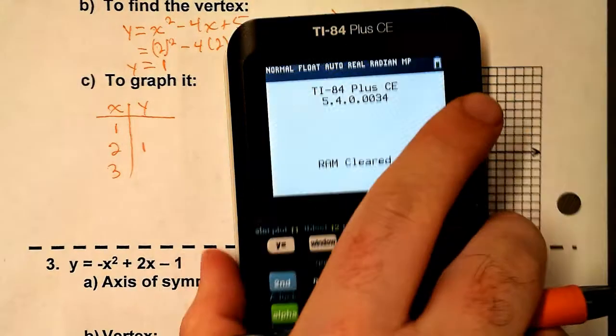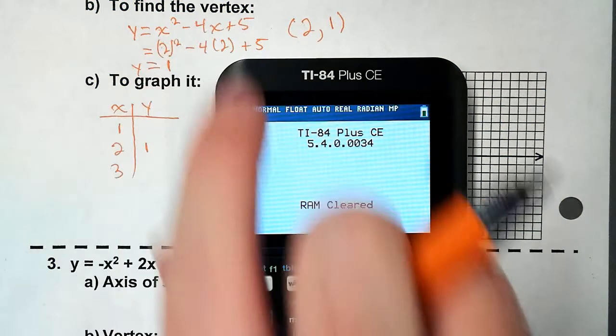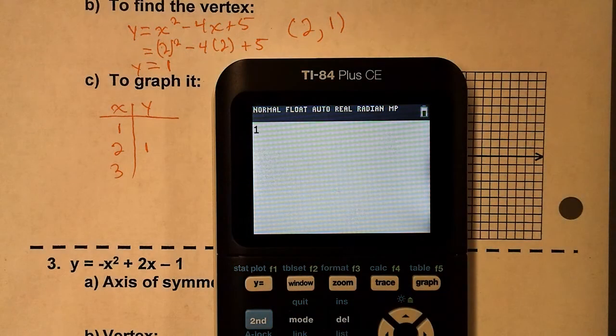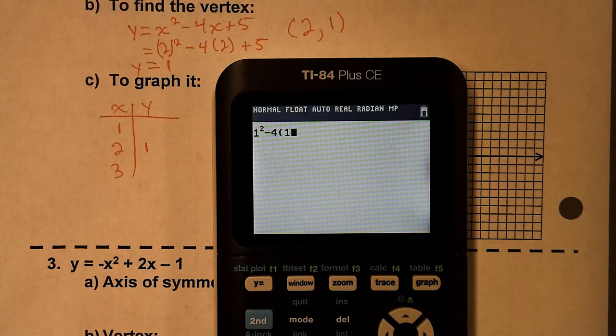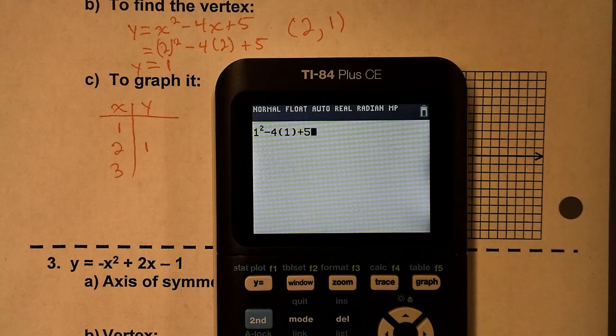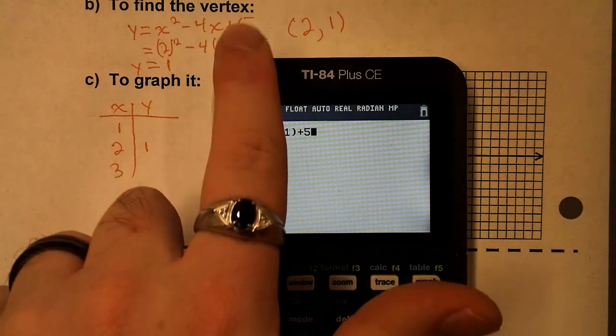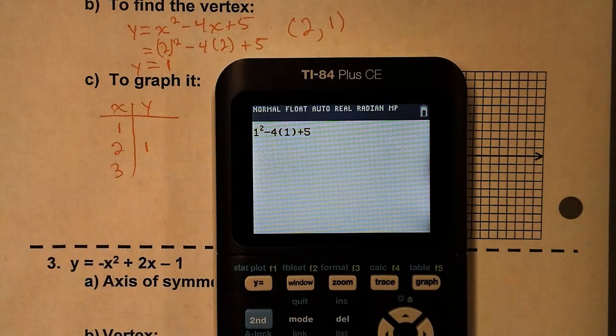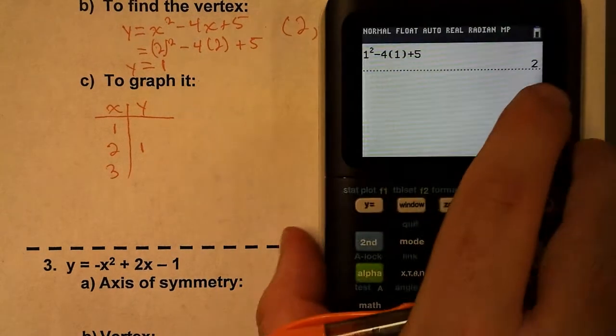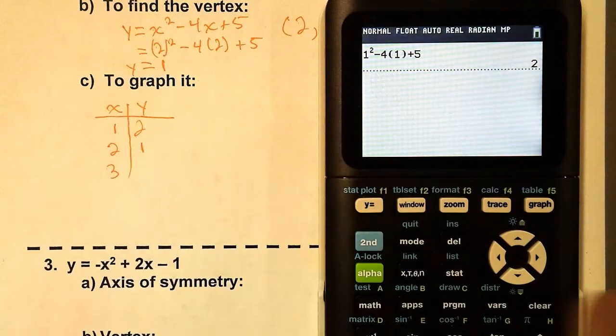So I'm taking my equation, and I'm plugging in 1 every time I see x. So I've got 1 squared minus 4, parentheses 1, and then plus 5. All I've done is taken this equation, plugged in 1 every time I saw x, and I get a y value of 2. So that's going to be 2.